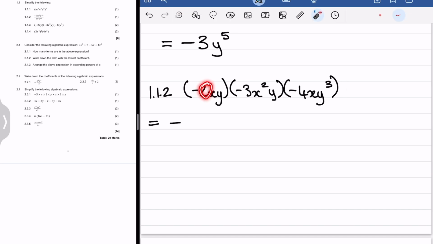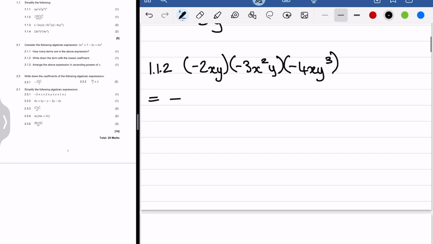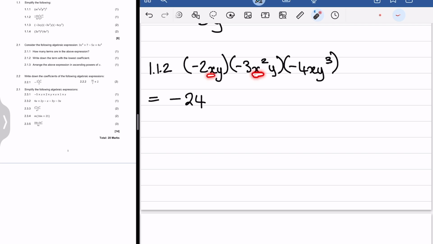Then if I look at my numbers, I've got 2 times 3, which is 6, and 6 times 4 gives me 24. So that's 24. Then for powers, I've got x's here, and I've got y's. So I'll write my x down, and I say, okay, I've got 1 x there, plus the 2 gives me 3, plus that 1 gives me 4, so that's x to the power 4.